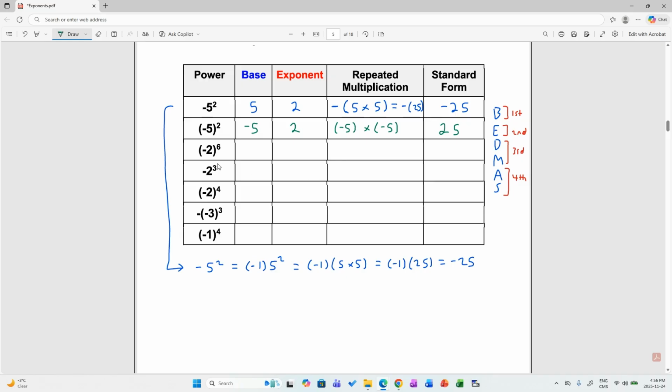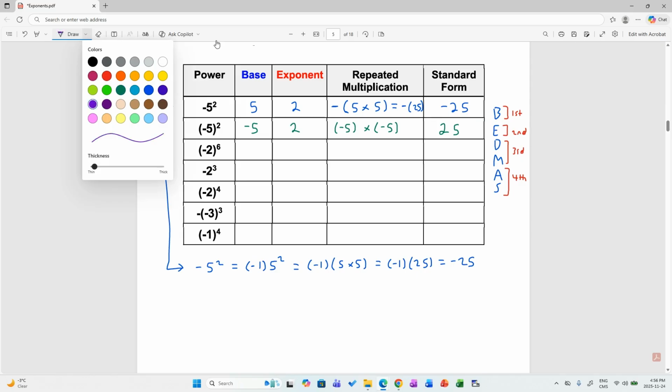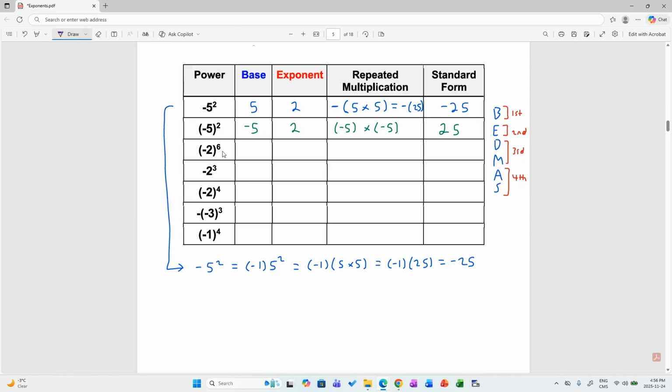Okay, great. Now let's go over another example. Let's use a purple marker for the rest of this. Negative 2 to the power of 6. In this case, since negative 2 is inside my brackets, my base is simply negative 2, and my exponent is 6. Now, this would simply be negative 2 times itself 6 times.